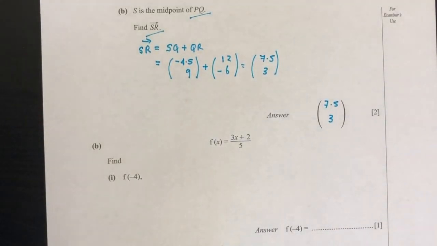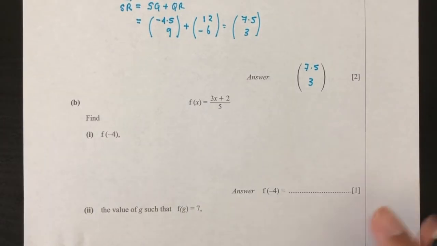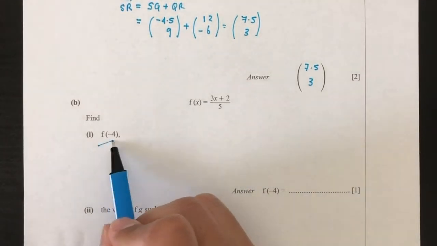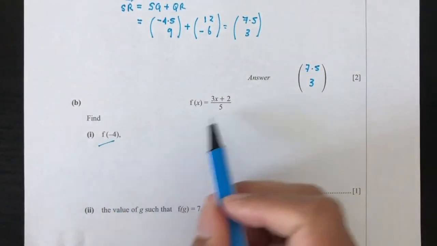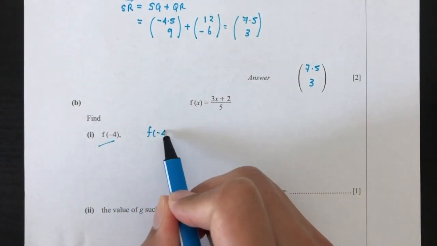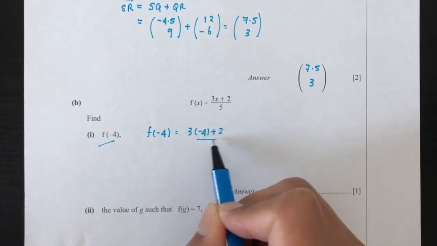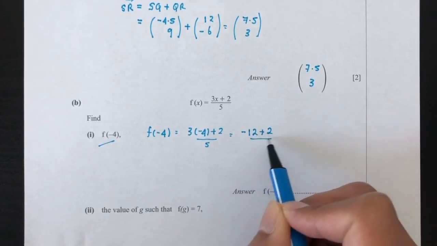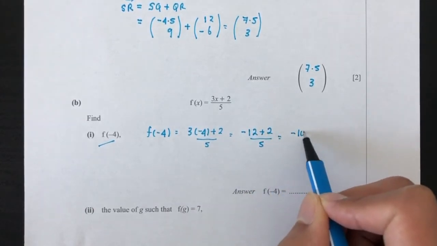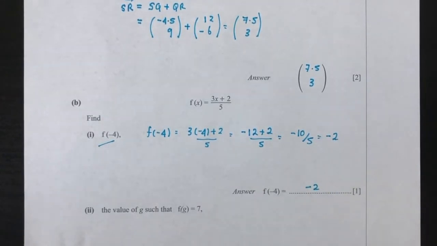Okay, so let's move on to the next part. Part B, we have function f of x equal to this fraction. f of minus 4: we have to replace the value of x by minus 4. So f of minus 4 is 3 times minus 4 plus 2, divided by 5, which is minus 12 plus 2 divided by 5, which is minus 10 divided by 5, which is minus 2. This will be the value.